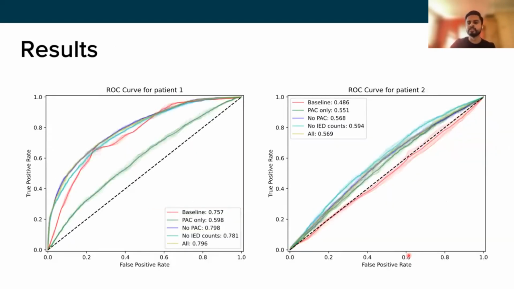The results did differ between the two patients. So as you can see here, for patient 1, the best feature subset gave a ROC of around 0.8, whereas for patient 2, it was around 0.6.